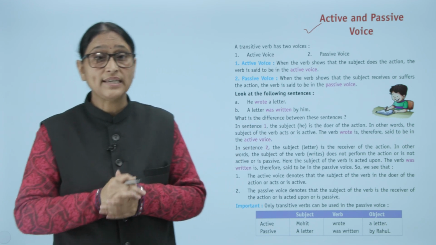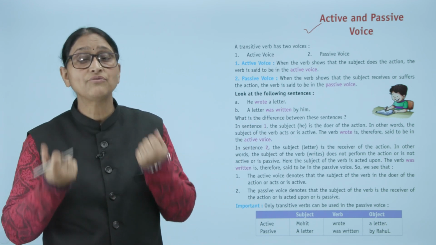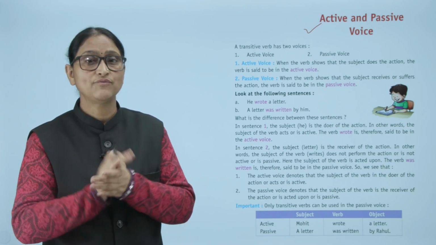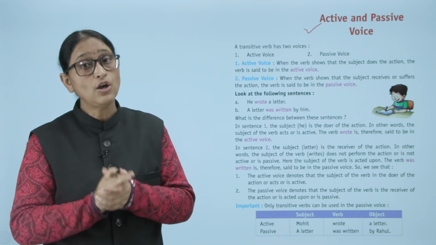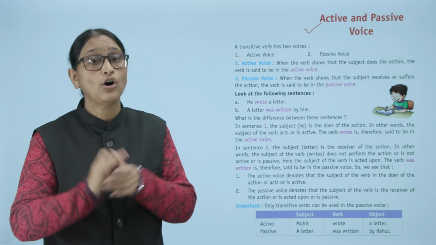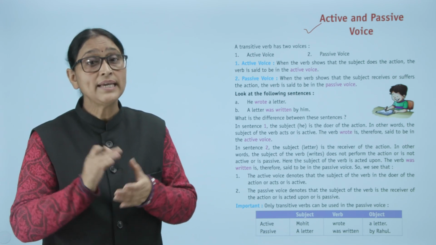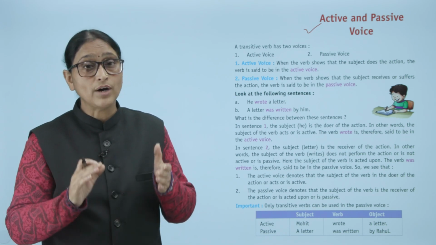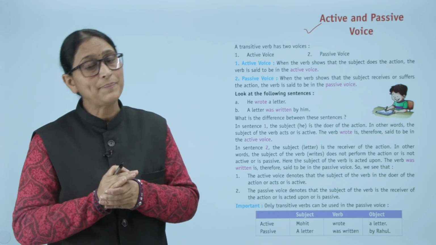In sentence 2, the subject letter is the receiver of the action. In other words, the subject of the verb write doesn't perform the action or is not active or is passive. Active नहीं है, वो क्या है? Passive है, receive कर रहा है केवल. Here the subject of the verb is acted upon. The verb was written is therefore said to be in the passive voice.